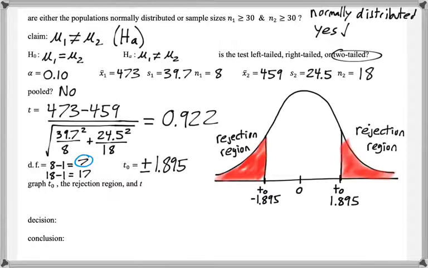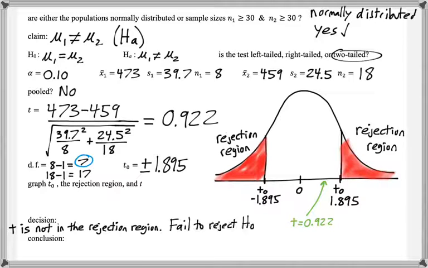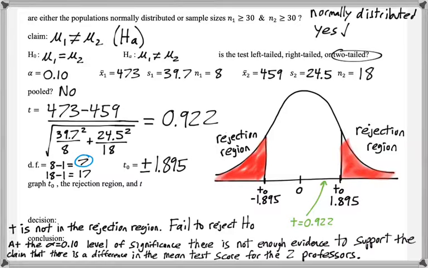So our picture would look like this, and t is not in the rejection region, so we fail to reject the null hypothesis. And the conclusion would be, at the 0.10 level of significance, there is not enough evidence to support the claim that there is a difference in the mean test score for the two professors.